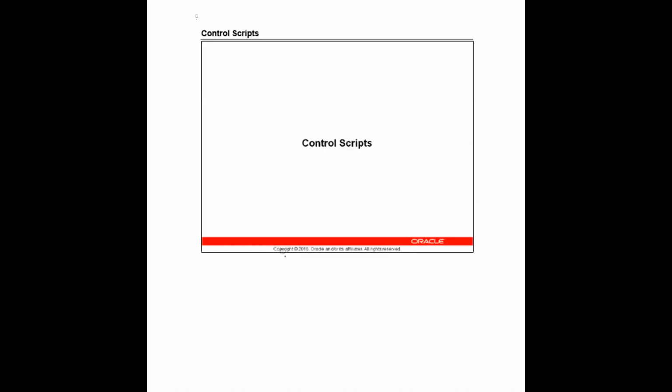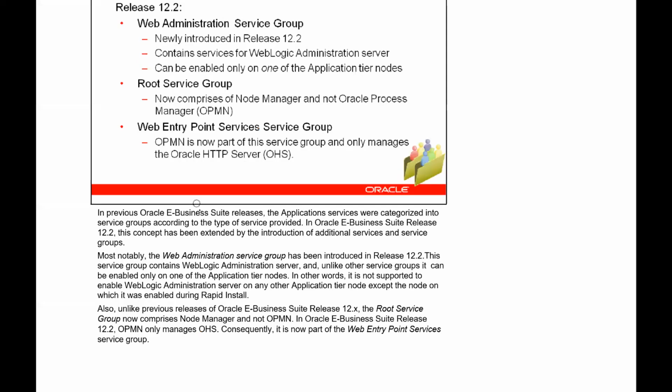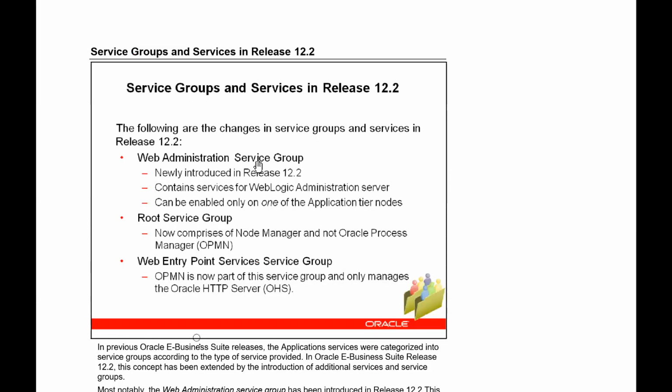All right. So we're coming to a conclusion, ending the thing. So we have a complete how to start and stop the web administration. Web administration means there's something called admin server and also the node manager. The web administration, newly introduced in 12.2, contains services for WebLogic admin server, can be enabled only on one application type on the primary node. On the primary node only your admin server will run.